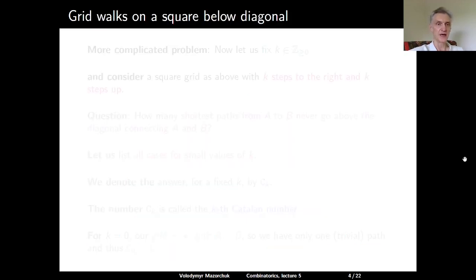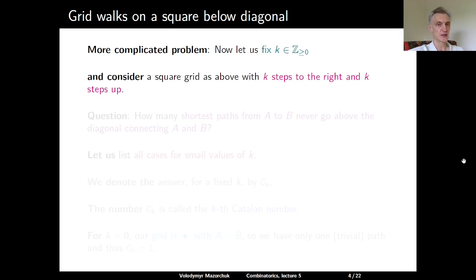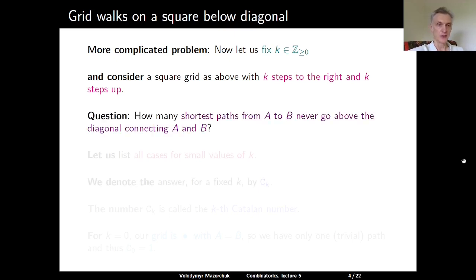Now let's formulate a little bit more complicated problem. Let us fix a non-negative integer k and consider the square grid where the size is k times k. So we have k steps to the right available and k steps up. And the rest is similar to the previous slide. But now we formulate the following question. How many shortest paths from A to B never go above the diagonal which connects A and B?